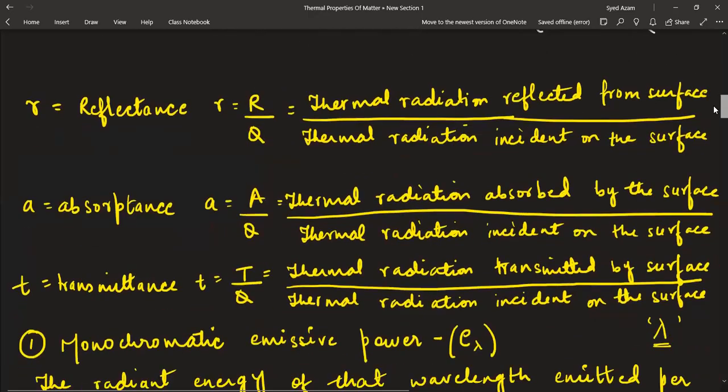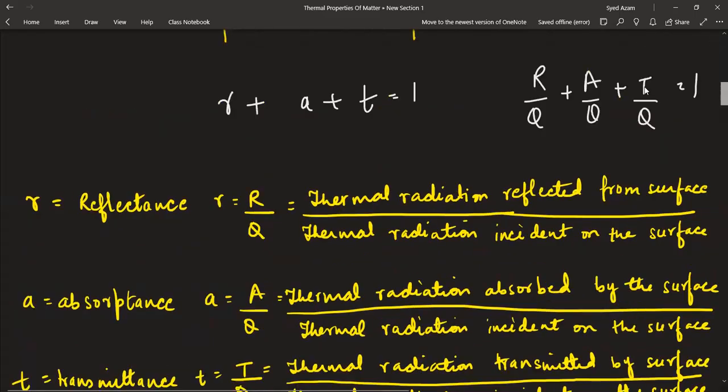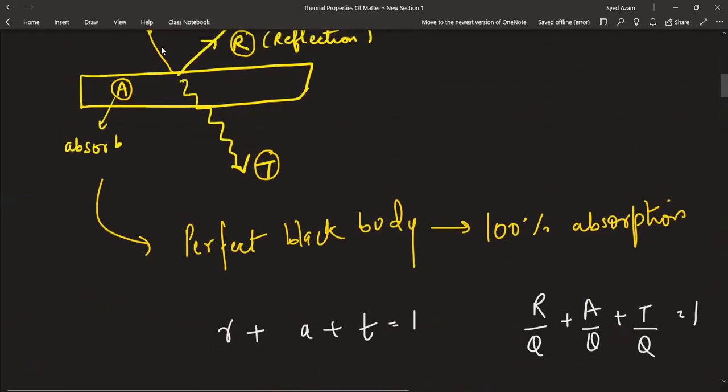Okay, so there's a formula. The thermal radiation reflected divided by the thermal radiation that is incident gives you reflectance. It is represented as small r. Here, R is the thermal radiation reflected, and Q is the thermal radiation incident. Whatever is absorbed divided by the incident is absorptance. Whatever is transmitted divided by what was incident is transmittance.